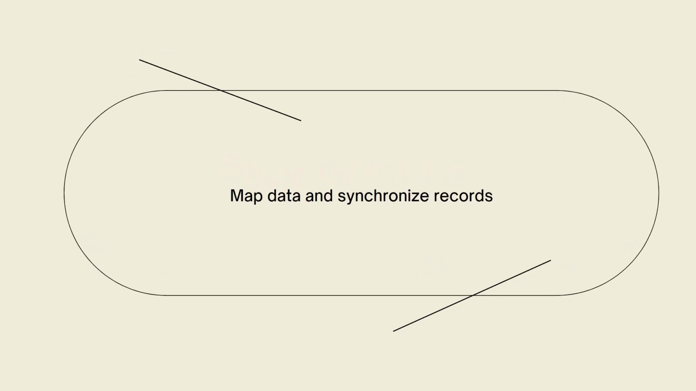Map data and synchronize records. Set up the mapping between Shopify and NetSuite entities such as customers, orders, products, inventory, and shipping information. Define how the data should flow between the two systems and ensure that relevant information is synchronized accurately and in real time.